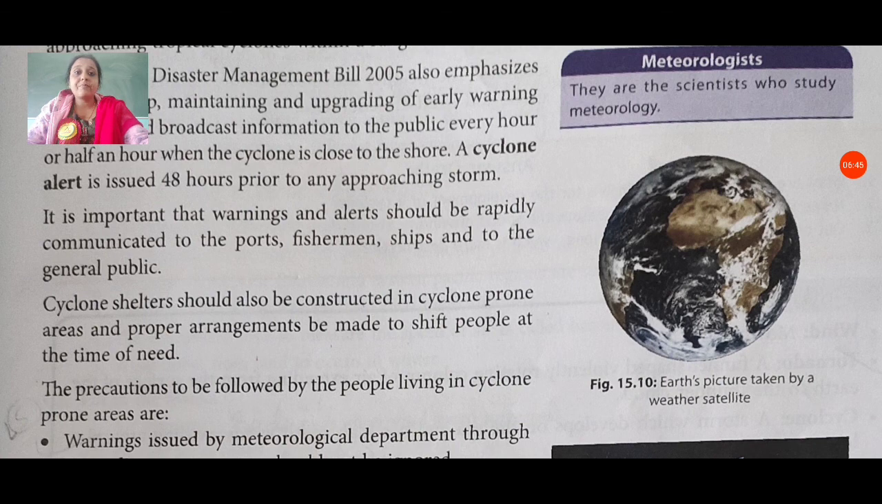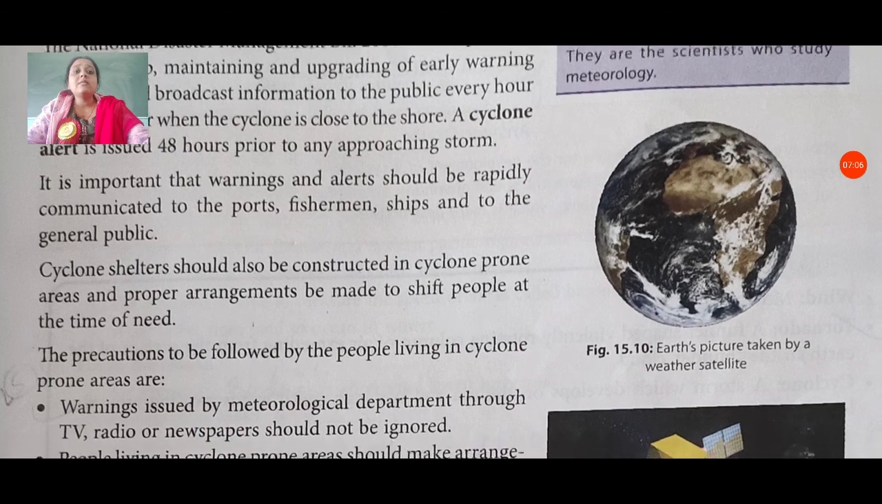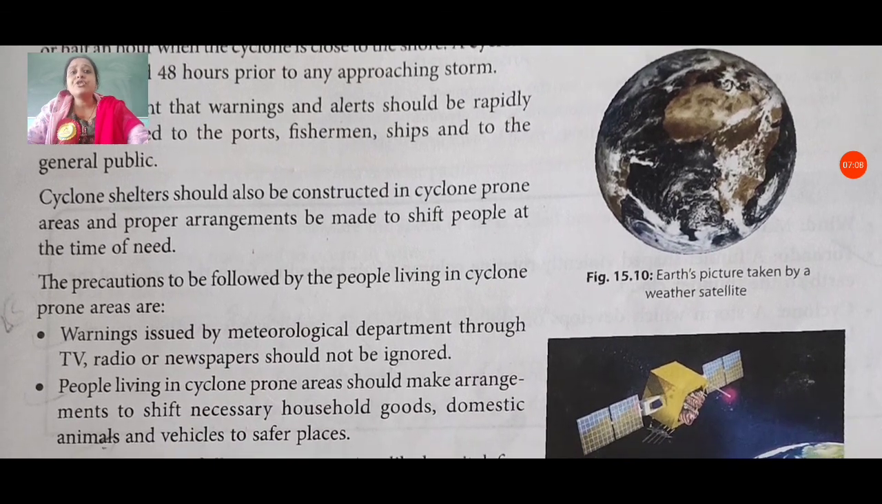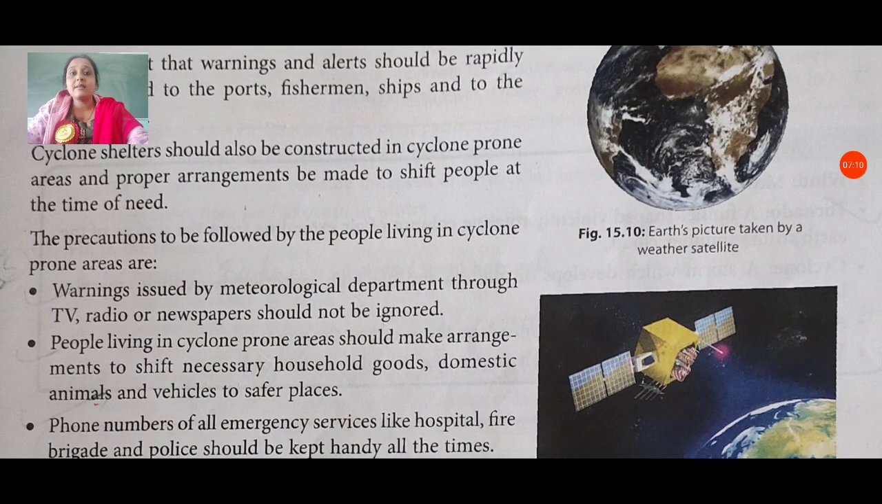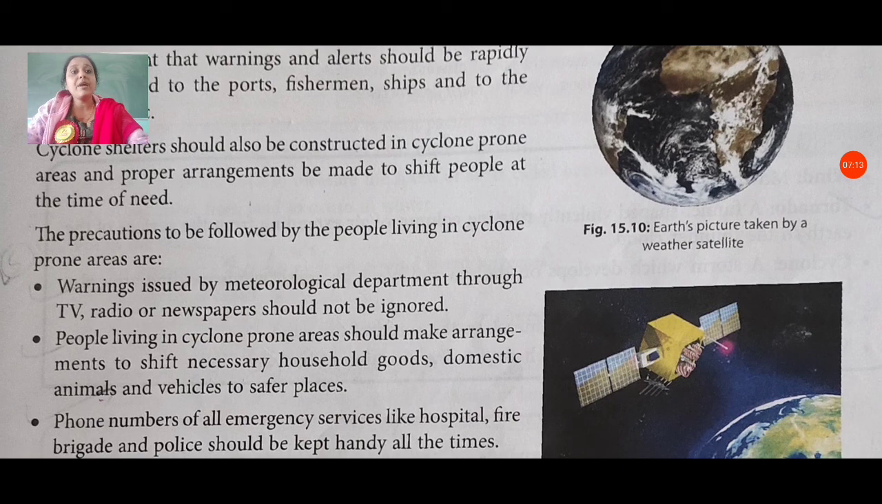It is important that warnings and alerts should be repeatedly communicated to the boats, fishermen, ships, and to the general public. Because of these, many types of people can save their lives, like fishermen, ships, and our general public also. Cyclone shelters should also be constructed in cyclone prone areas and proper arrangements be made to save the people at the time of need.